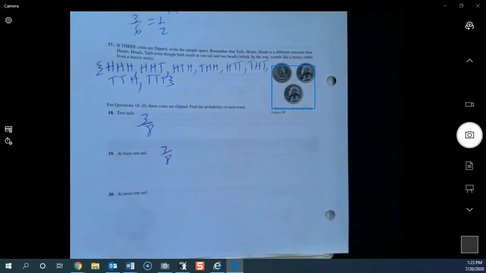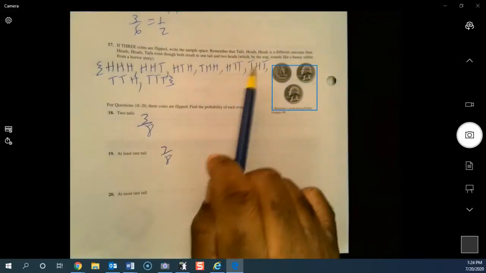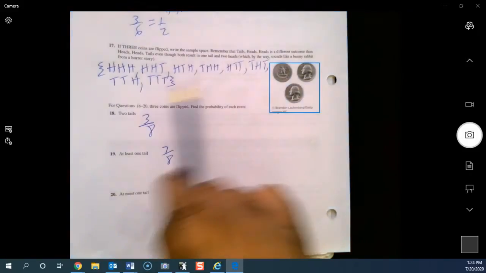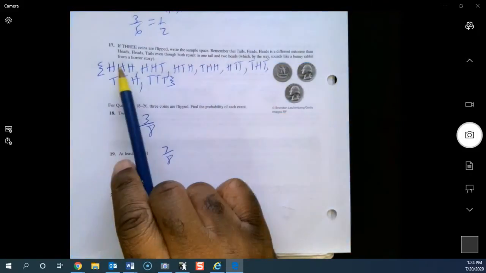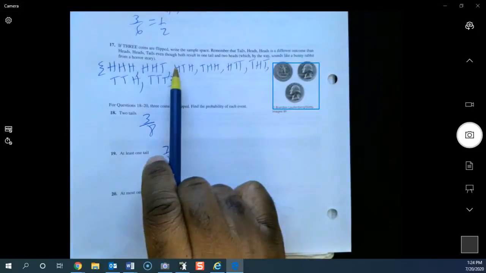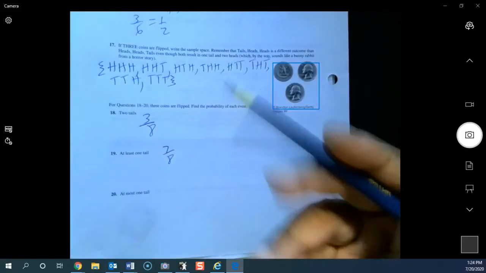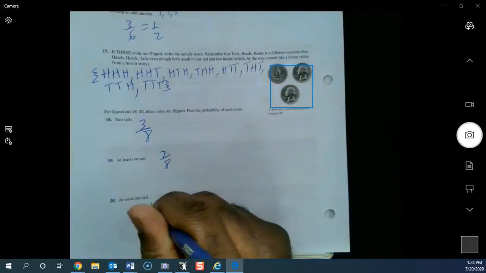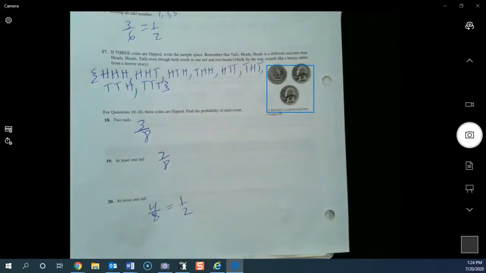Now it says at most one tail. So that means it can have one tail or lower. So that would knock out this one, this one, this one, this one, because all these have more than one tail. So these have one tail or less. So that's 4 out of 8, which we know when we put in our calculator, we simplify that to 1/2. So we have half of them that has at least one tail. I mean, at most one tail.